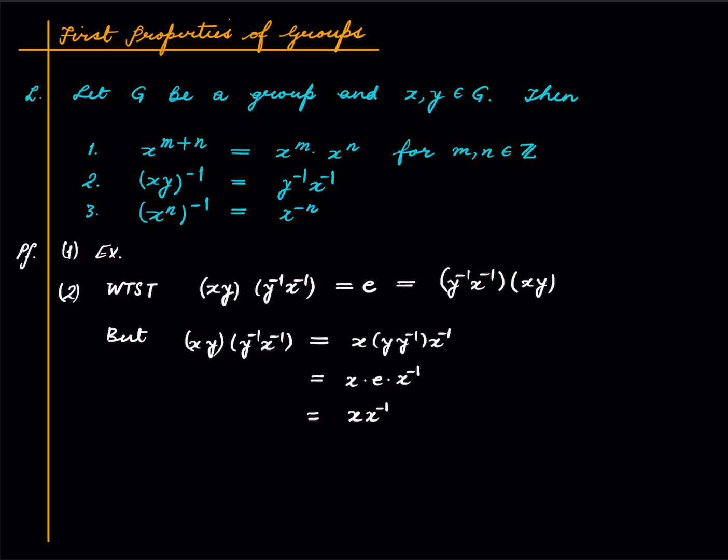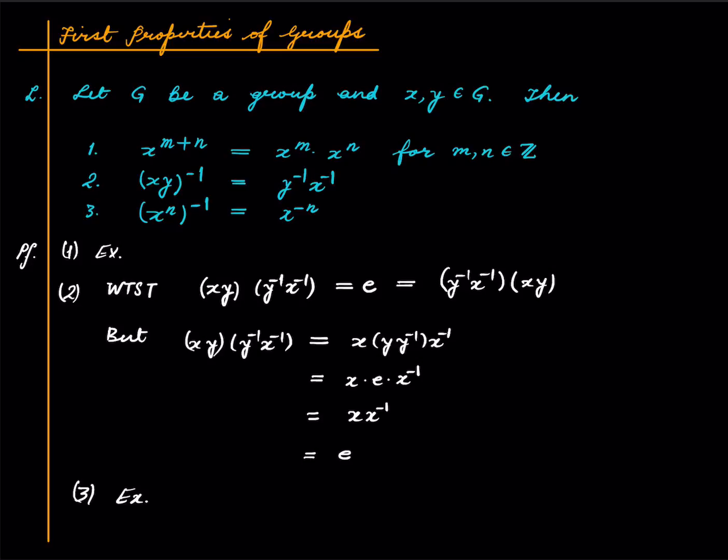I'm not even writing brackets because of associativity. It doesn't matter how you bracket this, so one does not need to write any brackets. Since there is an identity here and x times e is just x, this is equal to e. So what we have shown is this much. Similarly, you can show that guy, and therefore 1 and 2 are satisfied. The third one is also just an exercise. It's purely a matter of definitions. So the third one is an exercise.